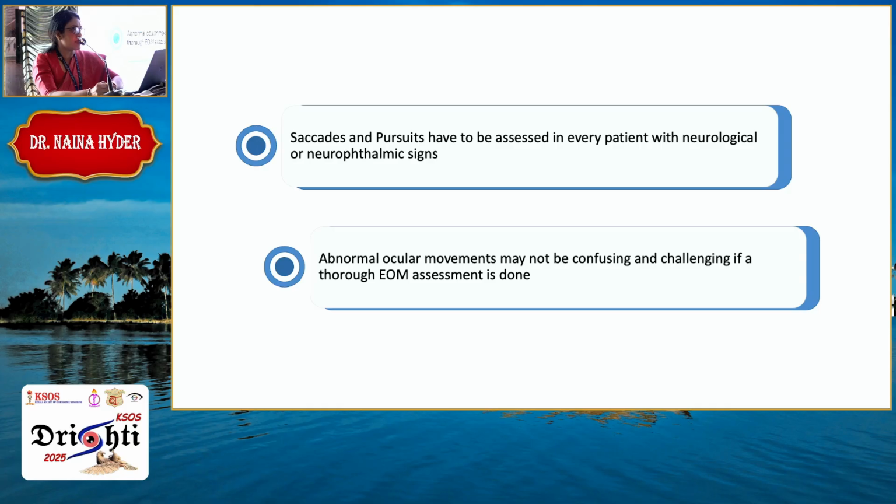So the saccades and the pursuits have to be assessed in every patient with neurological and neuro-ophthalmic signs, and you have to take time to see these patients patiently. The extraocular movements have to be assessed, and abnormal ocular movements may be confusing and challenging, but a thorough extraocular assessment can be done, and it can be interesting in a way.